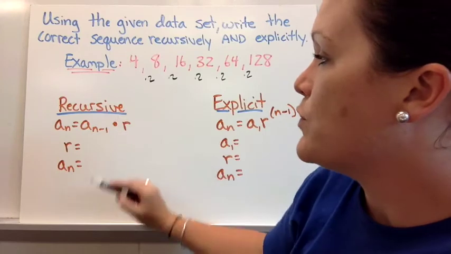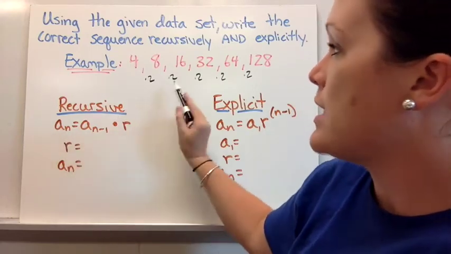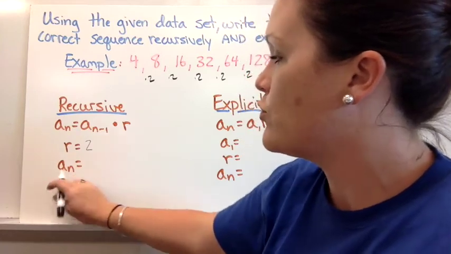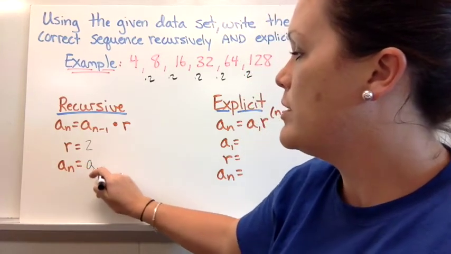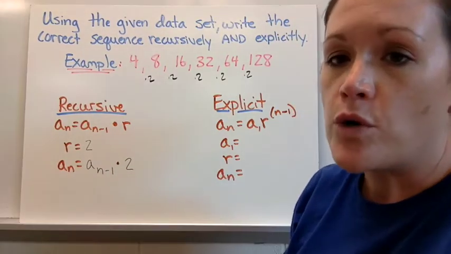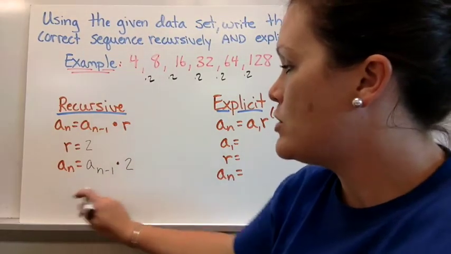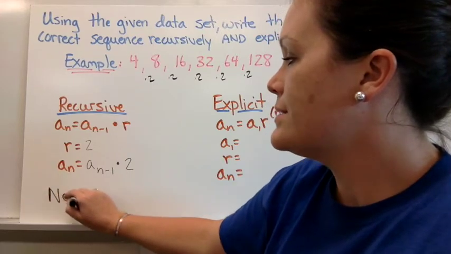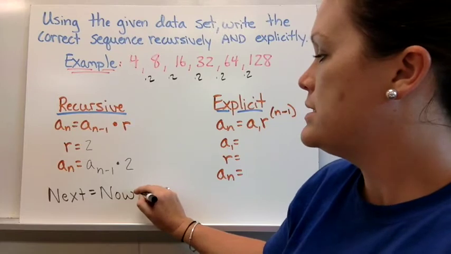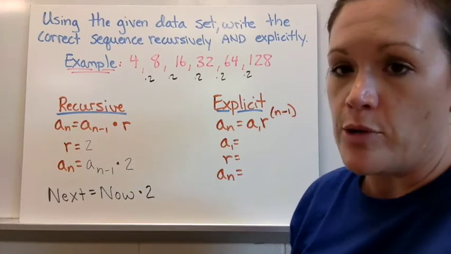For your recursive form, you can find any term using that ratio. So we just need the r would be equal to 2, and we could write out recursive form would be a sub n would be the previous term times 2. So very straightforward. Again, it's kind of like your now next. Your next term is equal to the one you have now times 2. So that might look familiar.